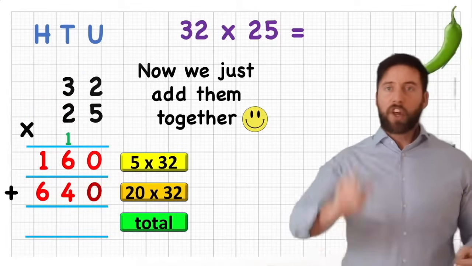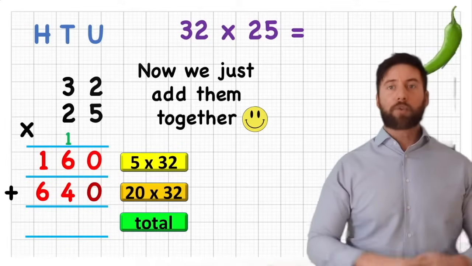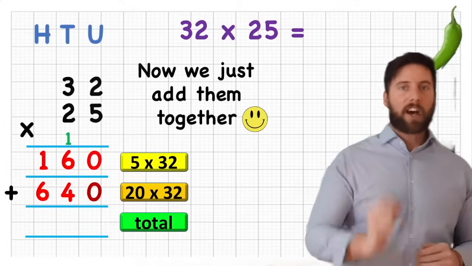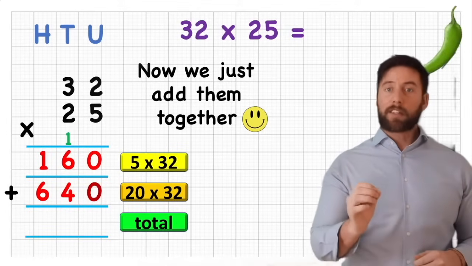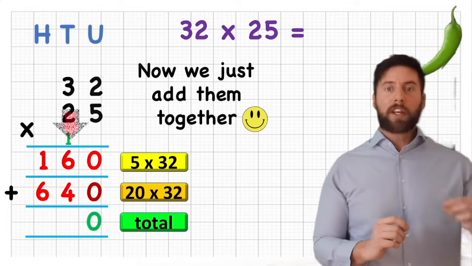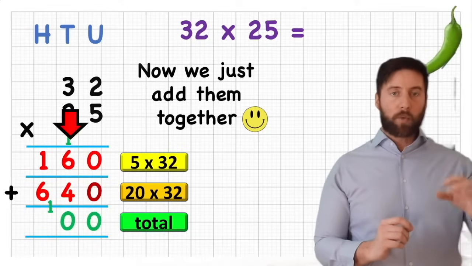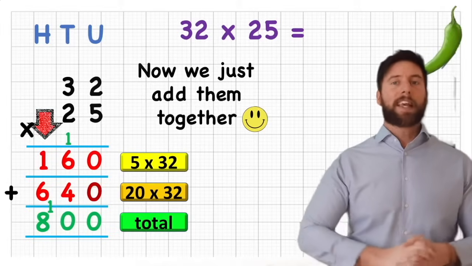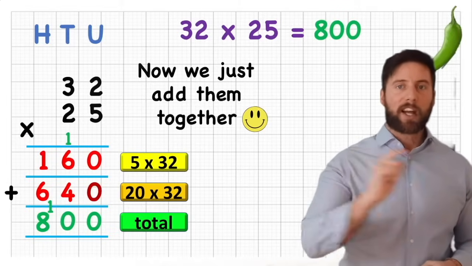Are we finished? No. Anyone who's done partitioning before knows we've only done the individual elements. Now we're going to put it back together. Again, starting at our units, 0 and 0 is 0. 6 add 4 is 10. Remember to move the 1 across. 1 add 6 is 7, plus the 1, 8. 800, okay? 32 times 25 is 800, and that's a green chili challenge.